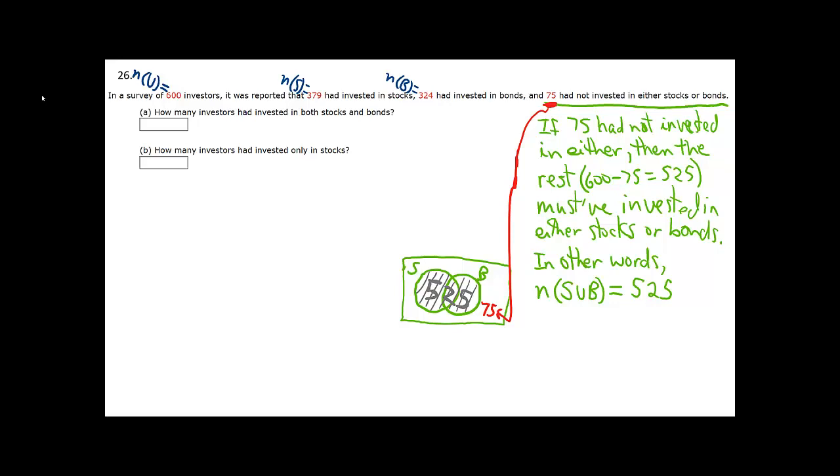The union just throws them all together. So 525 investors invested in either stocks or bonds. And that's important. I need that so that I can use the inclusion-exclusion principle. That says that the number of elements in the union of S and B is the number of elements in S plus the number of elements in B minus the number of elements in the intersection of S and B. Because I've counted some twice by counting the number in S and B, I've double counted the number in both, so I subtract off one of my double counts.